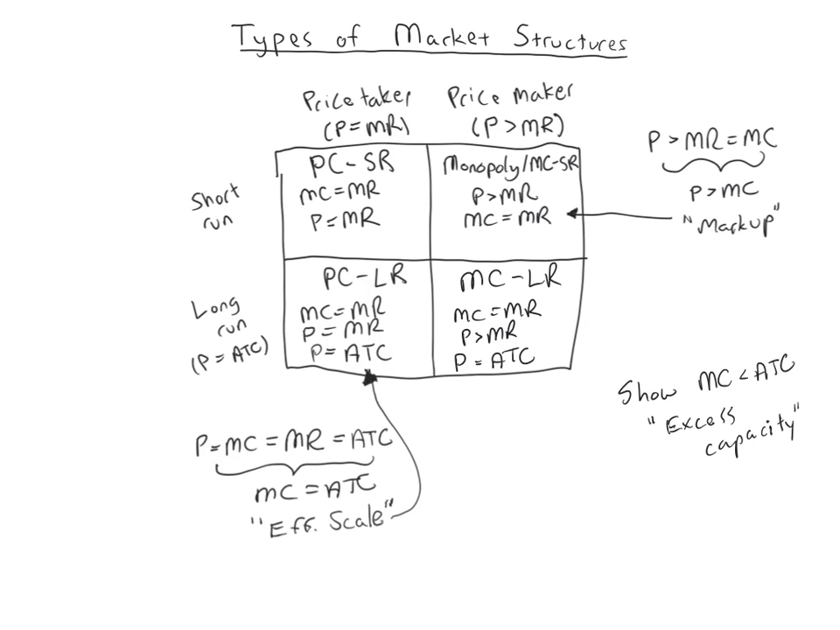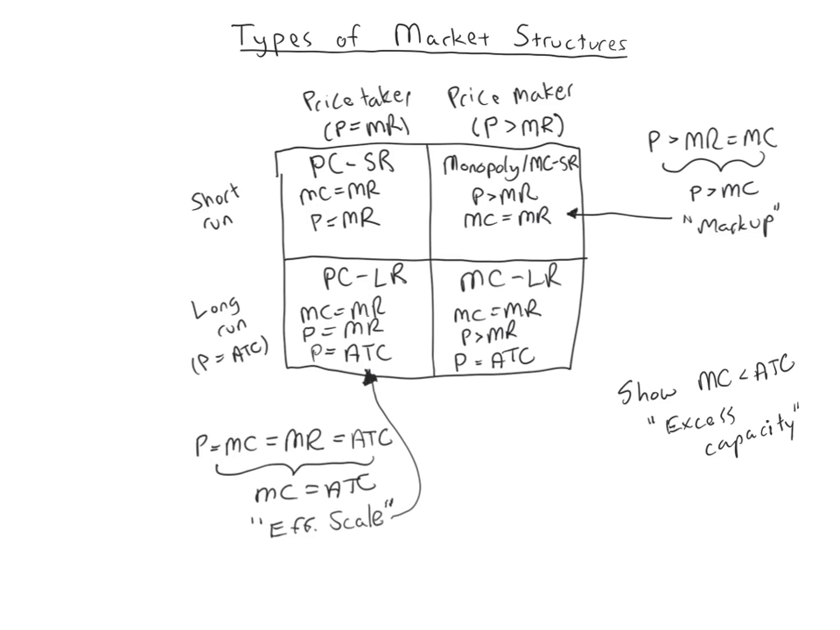So that's pretty much a summary, the big picture view of our types of market structures. We studied price takers and price makers, so you can divide along an axis of taker versus maker. And we also studied firms in the short run, where we have no idea what the profits are, and the long run, where we know profit is zero. If you divide into 4 cells, we get perfect competition in the short run, perfect competition in the long run, monopoly and monopolistic competition in the short run, and monopolistic competition in the long run.